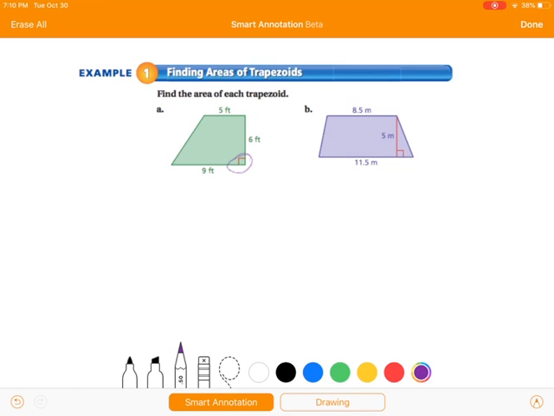So we are going to say that our area equals 1/2 of 6. I'm going to put 6 in parentheses just so that we don't get confused. And then we're going to multiply that by the sum of our two bases. And our bases here are 9 and 5. So the first thing I'm going to do is 1/2 of our height, which is 6. To figure out 1/2 of 6, you can do this two ways.